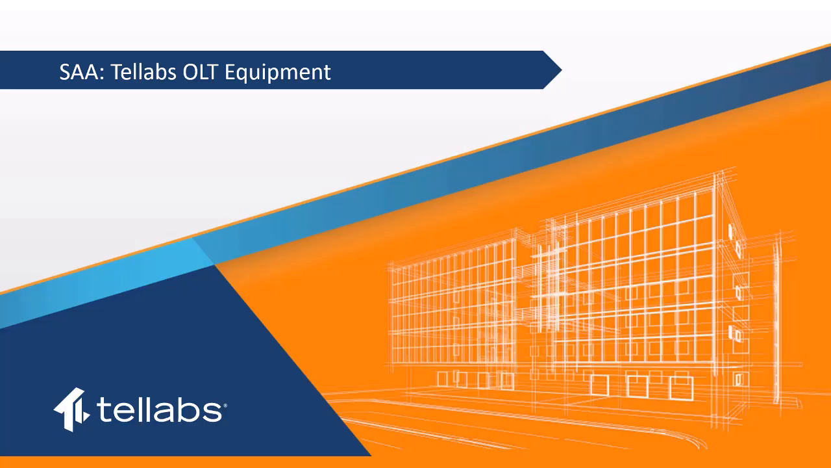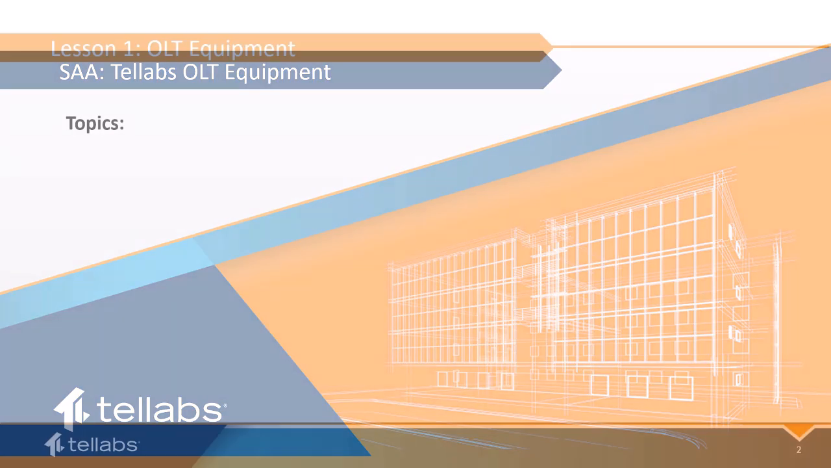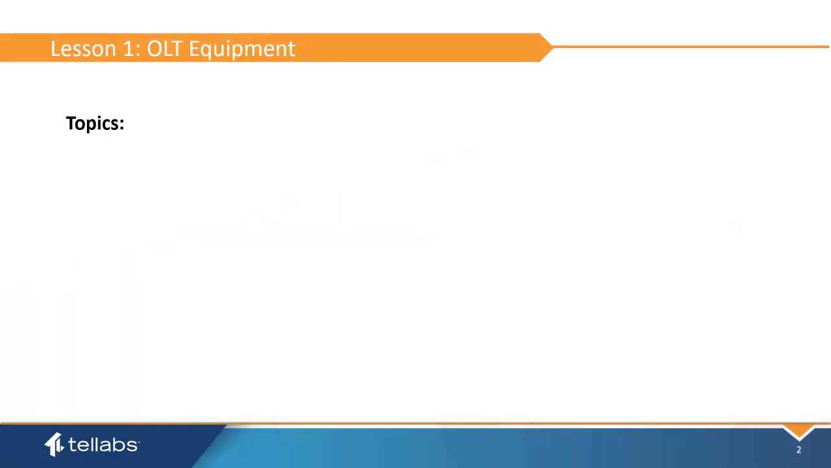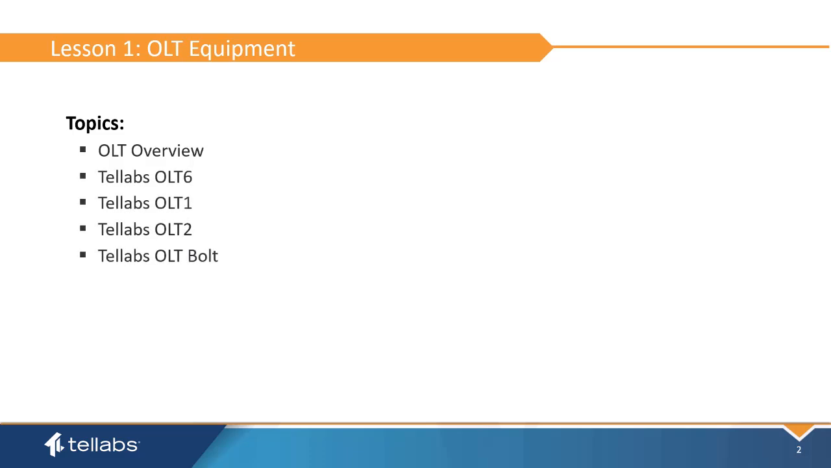Welcome to Tellabs OLT equipment, the 11th video in the Tellabs Optical LAN System Architecture and Application series. In this video, we'll discuss the OLT equipment currently offered by Tellabs. The topics covered in this video will be an overview of the function of the optical line terminal in the optical LAN network, and a detailed description of the unique characteristics of the OLT6, OLT1, OLT2, and the OLT Bolt.